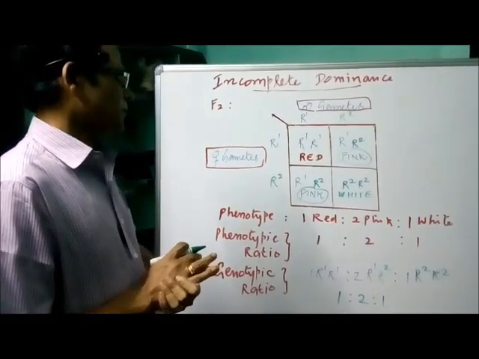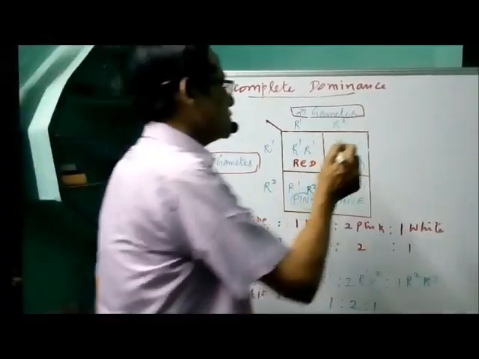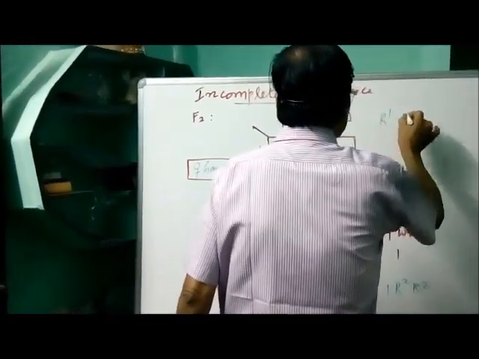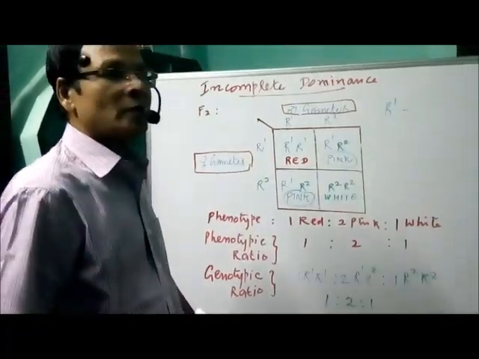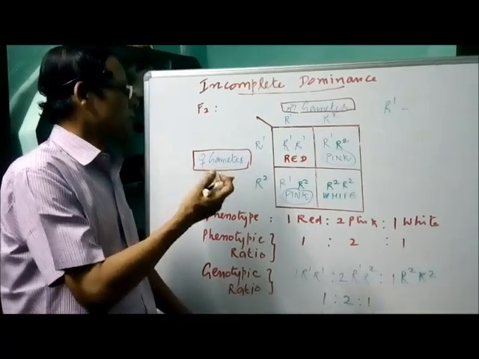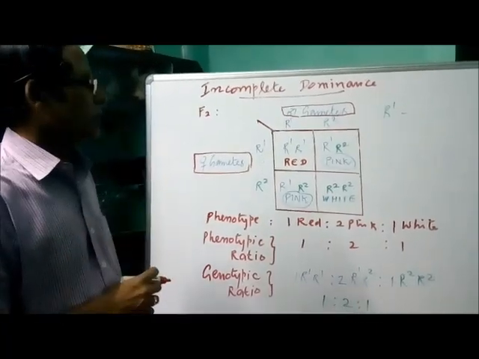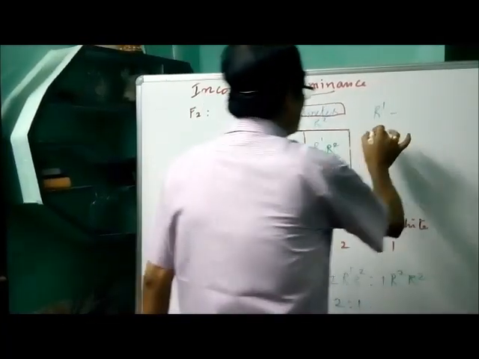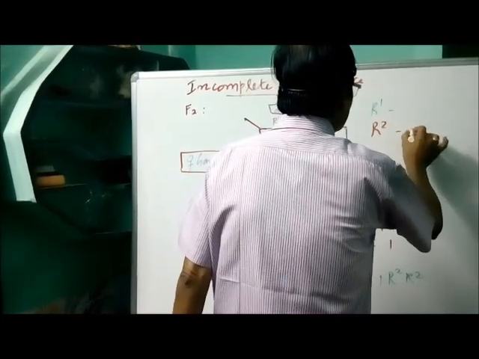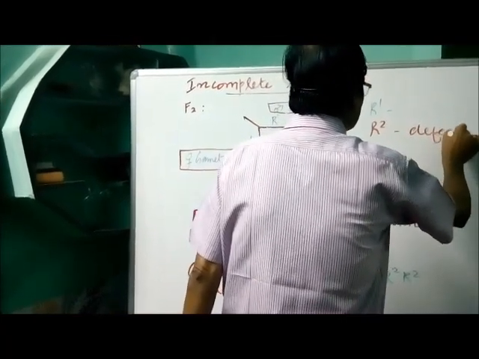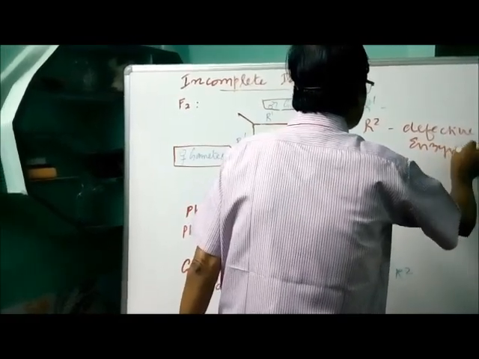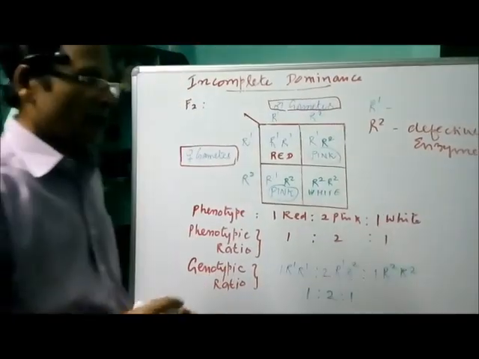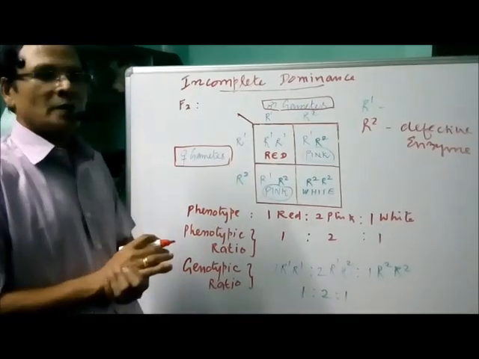Now what is the reason? The R1 gene is responsible for the production of a normal enzyme for the synthesis of the flower color. And R2 produces a defective enzyme, R2, a defective enzyme. So it is unable to synthesize the flower color pigment, and the flower becomes white.